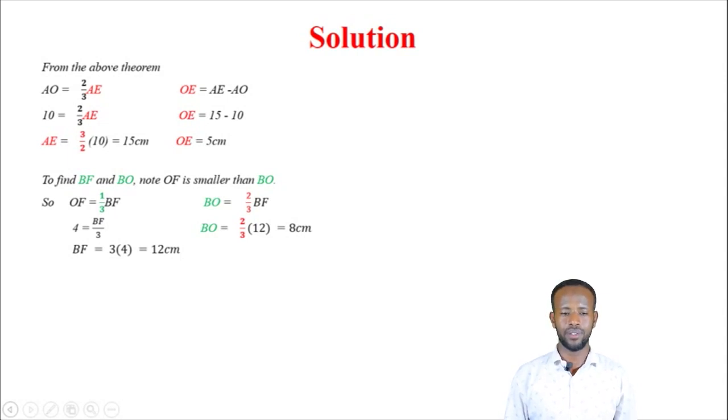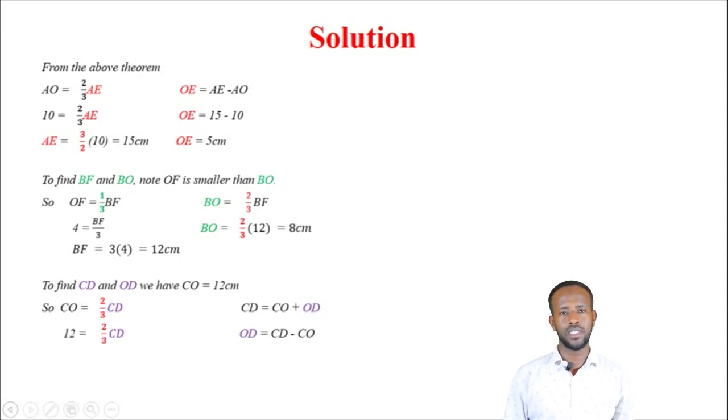Very good. Now let us see, to find CD and OD, we have CO equal to 12. CO is part of the median CD. CD is the median from the vertex C to the midpoint of the opposite side. So CO is equal to 2/3 of CD, so 12 is equal to 2 over 3 CD. Then CD is equal to 3 over 2 times 12, which is equal to 18 centimeter. Now we have CD, the total length of the median, 18 centimeter. Also, we were given CO, which is the longer part of the median. So we can find OD by saying CD is equal to CO plus OD. Now to find OD, we subtract CO from CD: 18 minus 12, which is equal to 6 centimeter. Students, how was it?